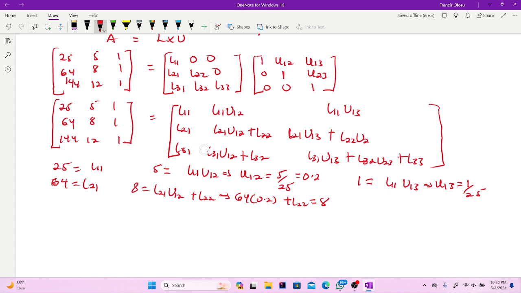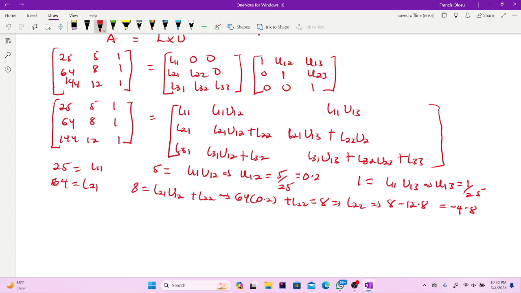Yes. So please use your calculator so you calculate alongside and you don't get lost. So 12.8 plus L22 will be equal to 8, so I'm going to get L22 to be equal to 8 minus 12.8. And that is going to give me negative 4.8. Is that not it? Yes, negative 4.8.